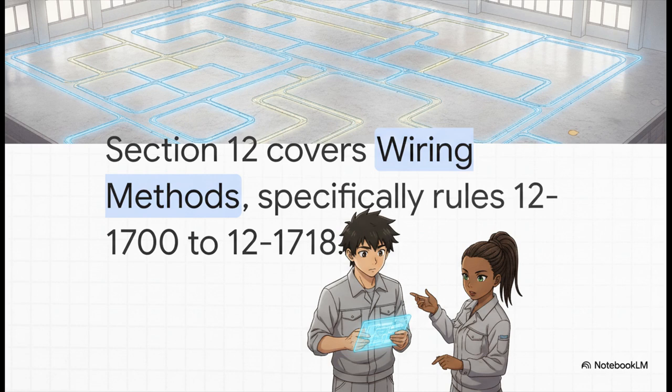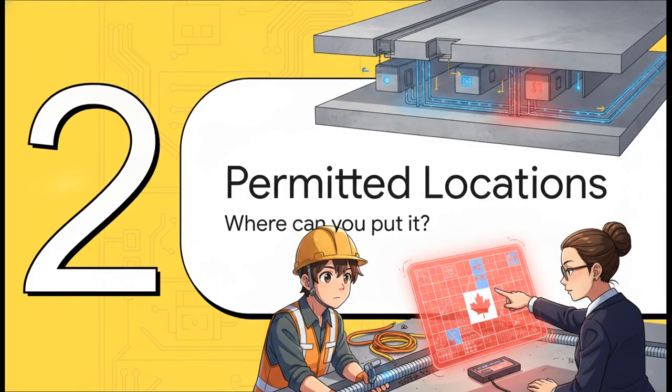You're typically going to run into these systems on those massive commercial jobs. Think big open concept office buildings or huge retail spaces, places where they desperately need power and data distributed seamlessly right across the floor plan without dropping ugly lines from the ceiling. Moving on to Section 2, Permitted Locations. Basically, where are you actually allowed to put this stuff?